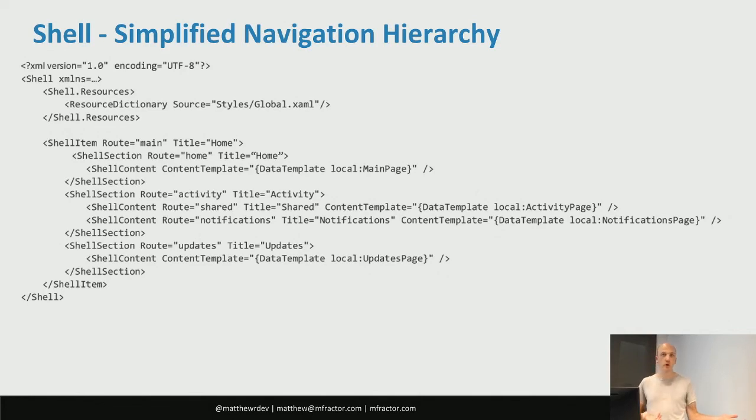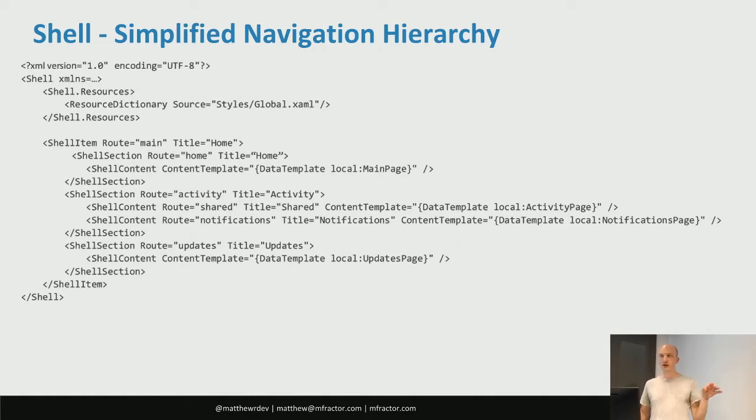This is what shell looks like. You start off with a top-level shell element. Then you have three different items, so three different data structures that define the various UI concepts. You start off with a shell item, that's more or less either a flyout menu or a one-page app. Inside shell items, you have shell sections, and inside shell sections, you have shell contents.